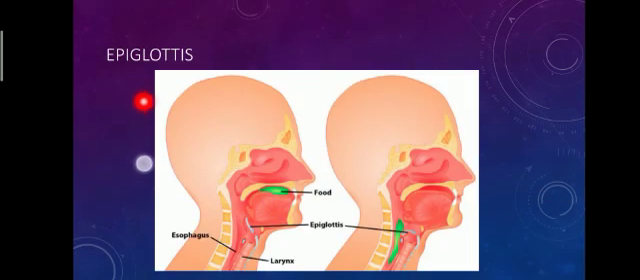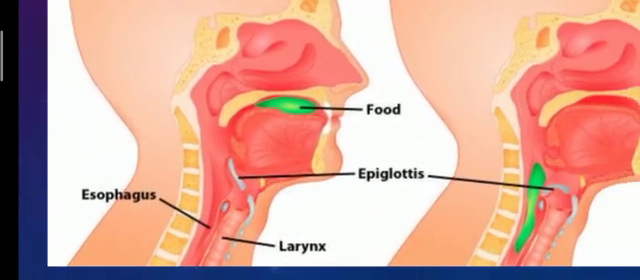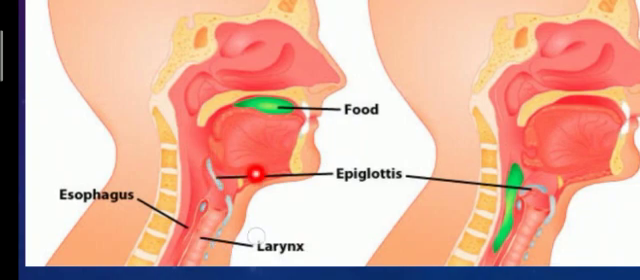Now let's talk about the epiglottis. What is the epiglottis? As you can see in the diagram given here, the epiglottis is present right here. When we eat food, the epiglottis is open. As the food starts passing towards the epiglottis, it pushes the epiglottis and the epiglottis closes. Actually, the epiglottis is present at the mouth of the trachea, that is the windpipe. So it prevents the food from entering the windpipe.